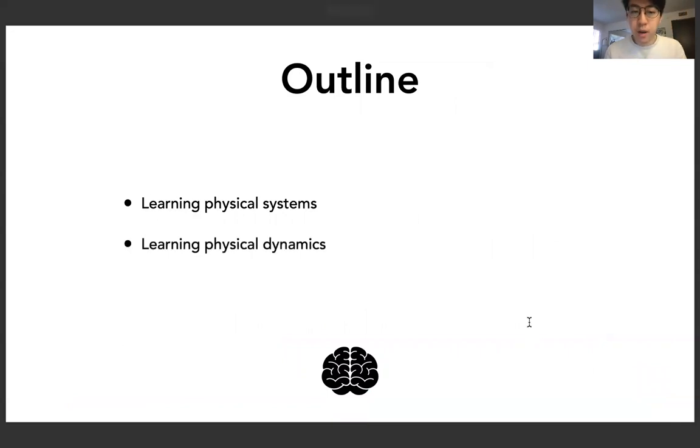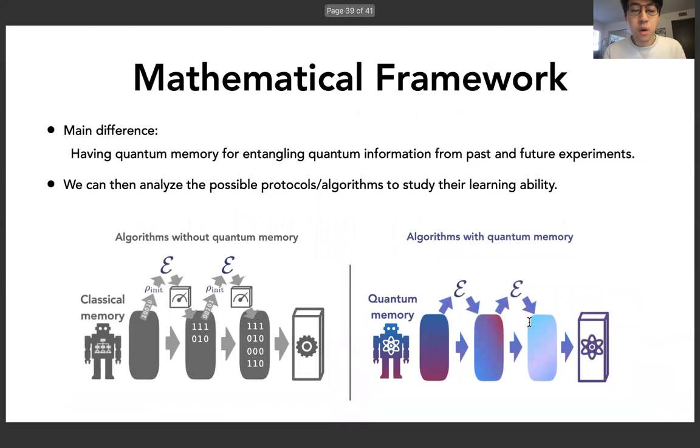The second part would be pretty brief. Essentially, one could easily generalize the setting to learning physical dynamics. Again, the main difference is whether one has quantum memory for entangling information from past and future experiments, and then we can use similar techniques to analyze their learning ability.